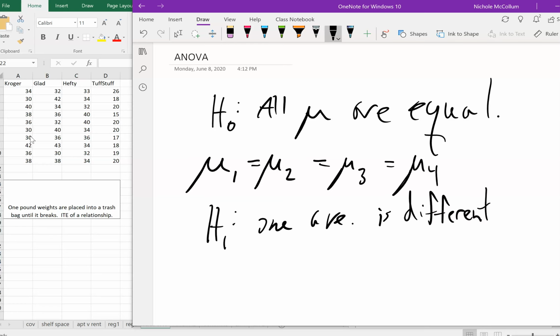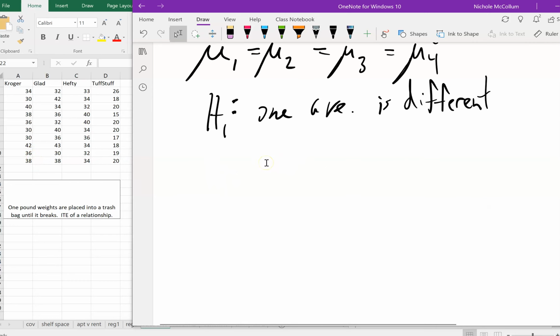That's not what this test shows, okay? This test is only to show that I can provide evidence that one of them is different. I'm assuming all are equal. I'm going to show you that 1 average is different.